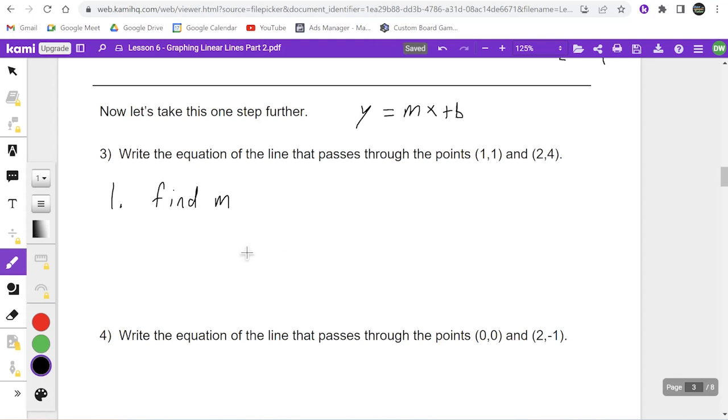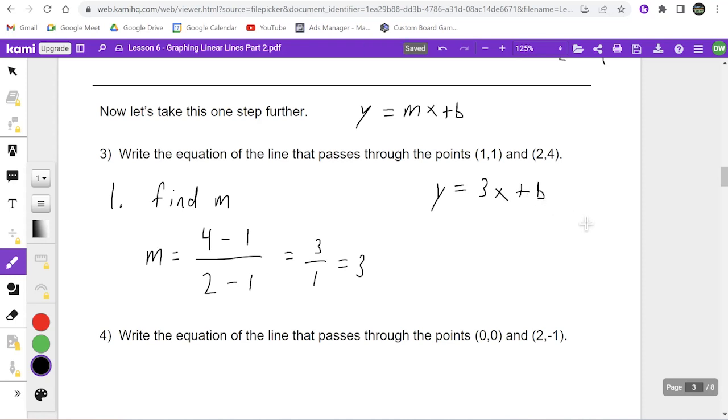Of course, we know how to do that. m is going to be y2 minus y1, so 4 minus 1, divided by x2 minus x1, 2 minus 1. We're going to get 3 over 1, and that's 3. So there, we got our slope. Now let me plug into the formula we have so far. We have y equals 3x plus b. Now we just need to solve for b.